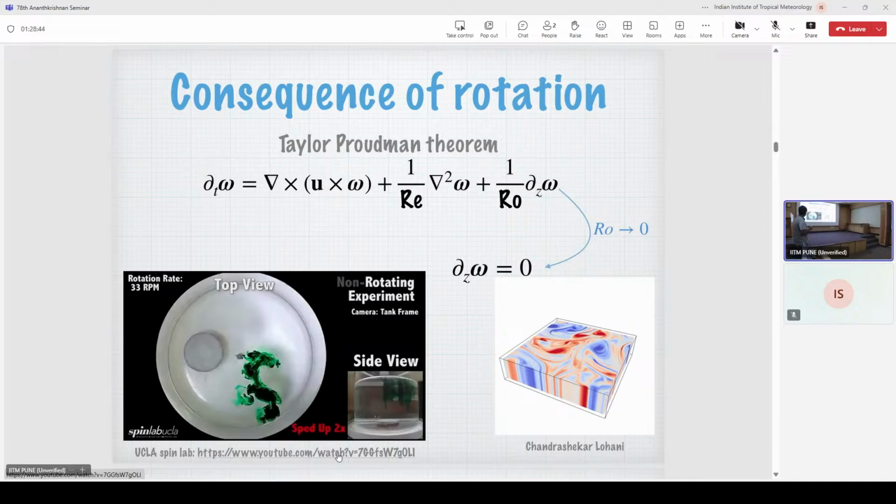We can go to this YouTube channel where they have this nice dye experiment. You see that dyes form columnar structures. There are some numerical simulations of the same thing. You have columnar structures that are being formed. And these are also turbulent structures. You have turbulent columnar structures which are moving around.